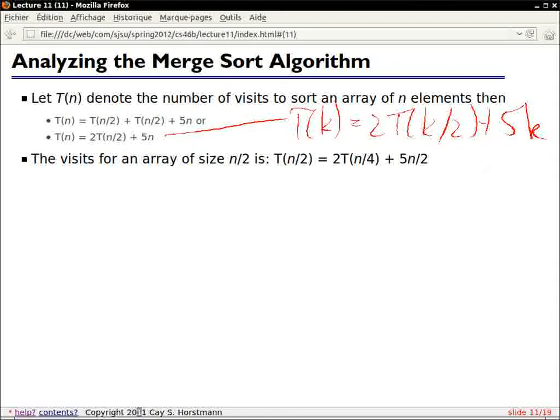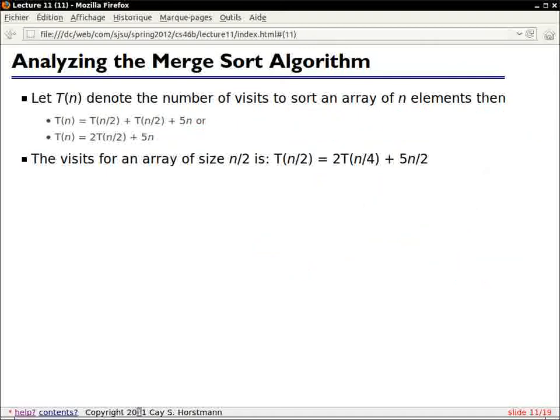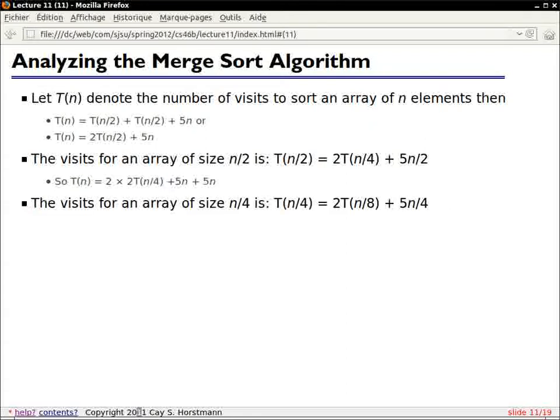And now I can plug in, if k is n over 2, then I get T of n over 2 is 2T of n over 4 plus 5n over 2. That's what I have here. Now when I do that again, I get the formula here. And when I plug it back in, you see that the factors of 2 start accumulating. And over here I'm now down to T of n over 8, and I have a bunch of these 5n's that appear at every step.